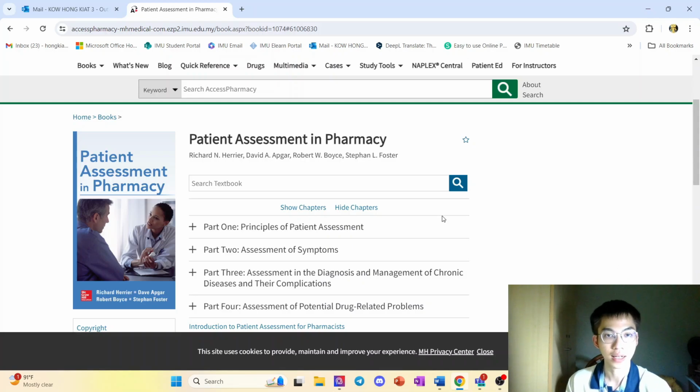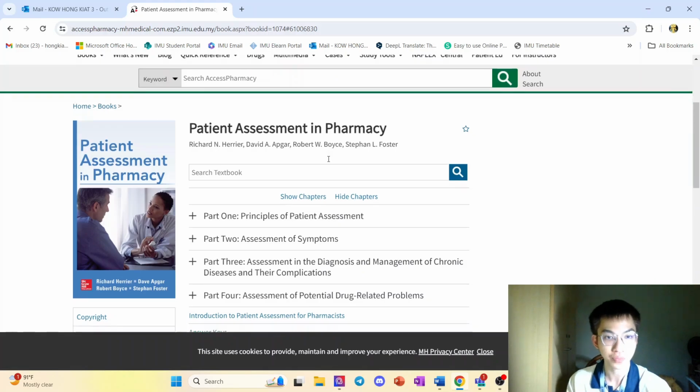So let's look at here. The name of this ebook is Patient Assessment in Pharmacy, written by Richard N. Herrier, David A. Apgar, Robert W. Boyce, and Stephan L. Foster.